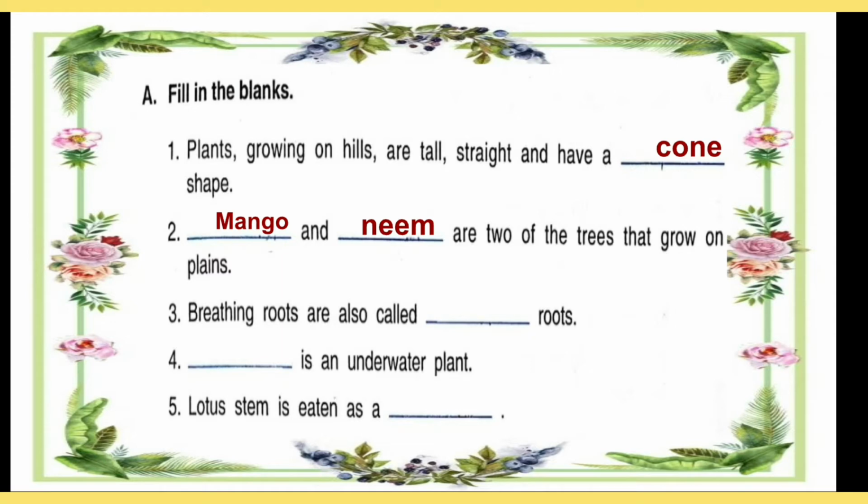After that, number 3, breathing roots are also called dash roots. So breathing roots we call aerial roots also. And our number 4, dash is an underwater plant. So in your book, hydrilla is mentioned there as an underwater plant. And number 5, lotus stem is eaten as a vegetable and it is known as kamal kakri also.